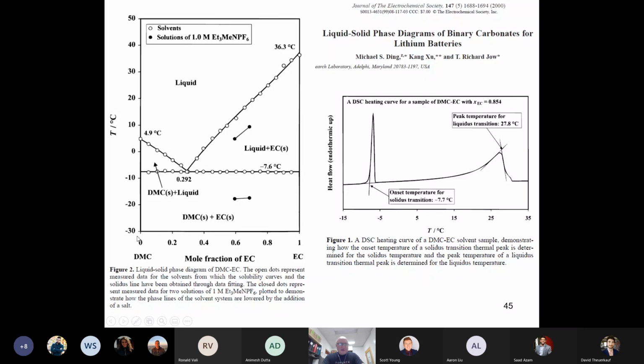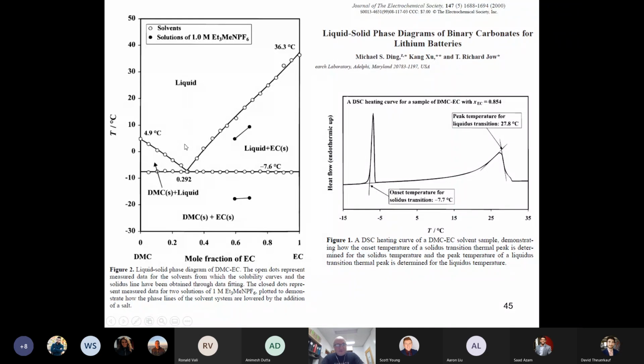So this is the phase diagram for DMC and EC with no electrolyte salt in the open symbols. So you have the melting point of pure DMC over here, 4.9 degrees C. The melting point of pure EC over here, 36 degrees C. And the liquidus line showing what's called a eutectic, which means the lowest temperature where you get a pure liquid. The composition where that is called the eutectic point.